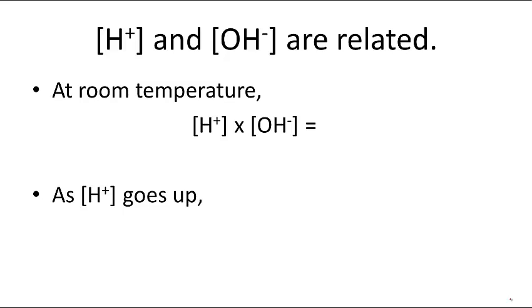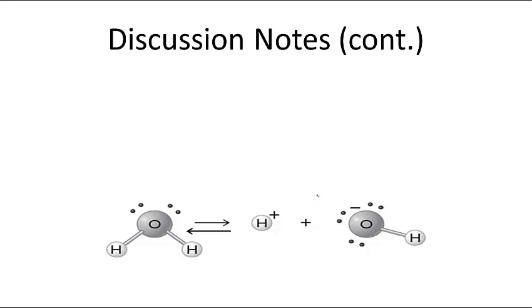So here, again, I gave you this already. You don't need to write this in. But H plus times OH minus is 1 times 10 to the minus 14th. And as H plus goes up, just write this in again, OH minus goes down, and vice versa. Those are the key points. All right, last major slide.